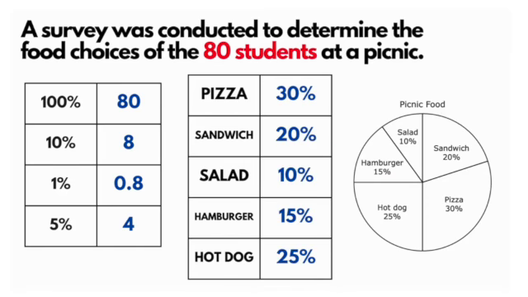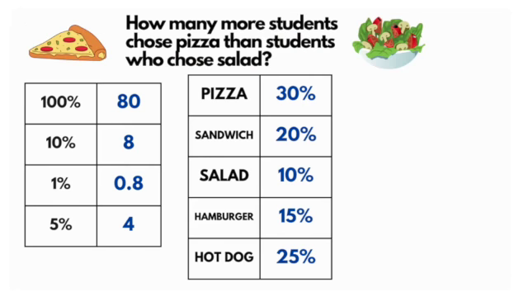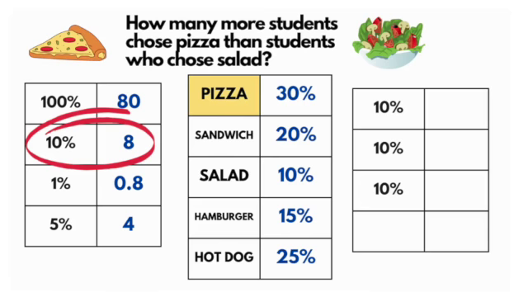So pizza, we look at pizza is 30%. So 10%, we fill those numbers in there. So now let's look, pizza is 30%. Now let's go and figure this out.